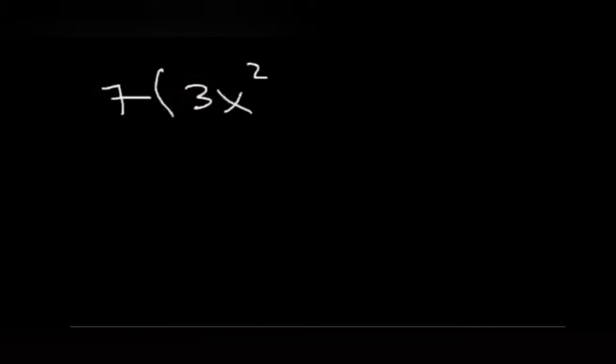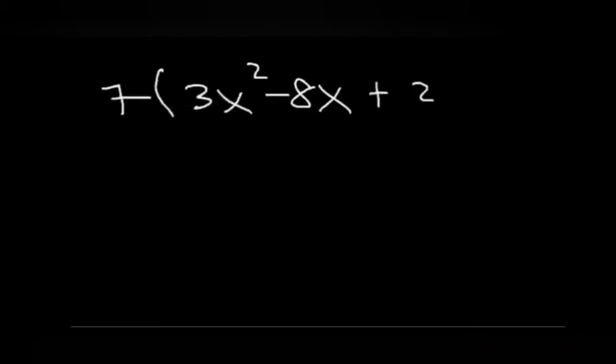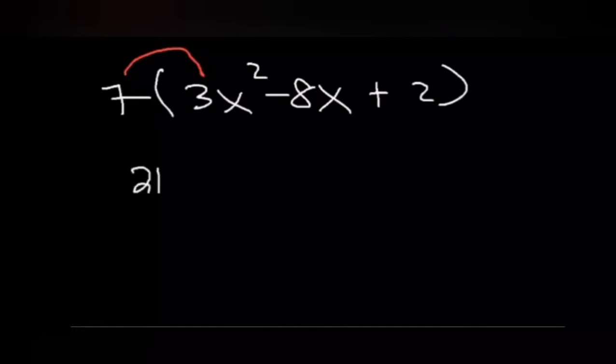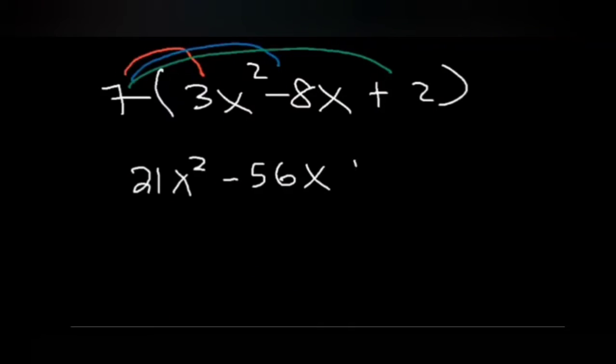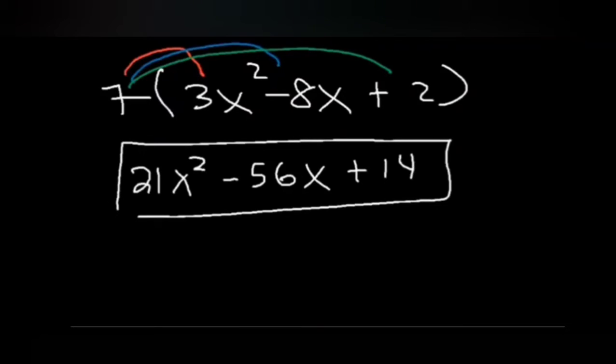Let's take another example. We have 7 open bracket 3x squared minus 8x plus 2. 7 multiplies all the terms. 7 times 3x squared gives us 21x squared. And 7 times minus 8x gives us minus 56x. And 7 times 2 gives us plus 14 as our final answer. It cannot be simplified further because they contain unlike terms.